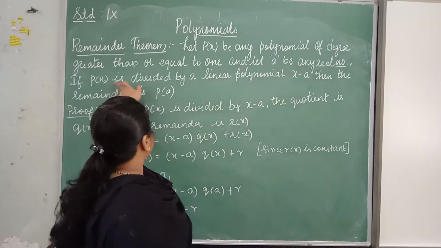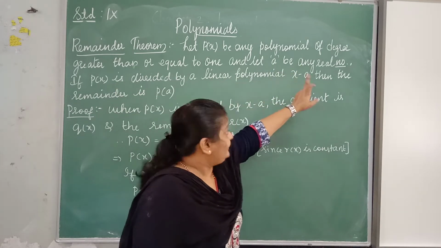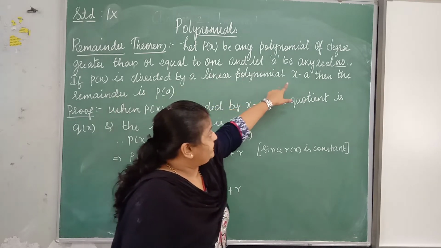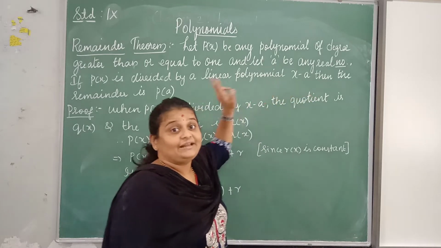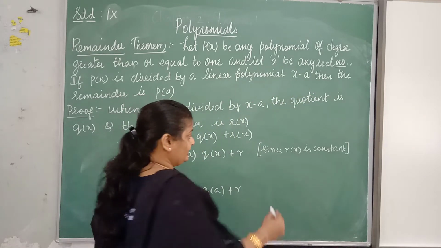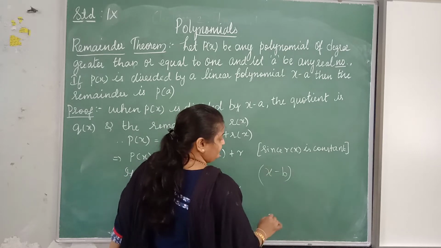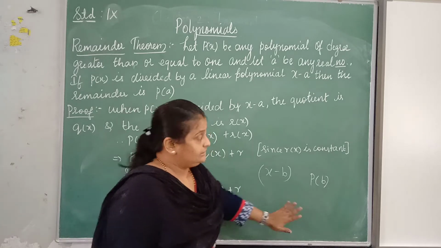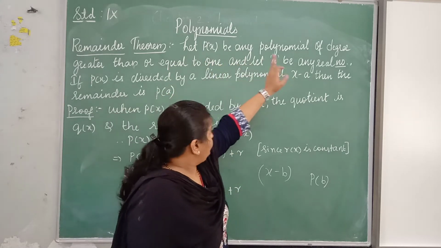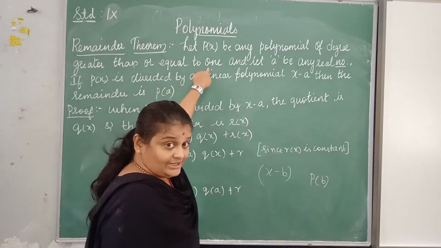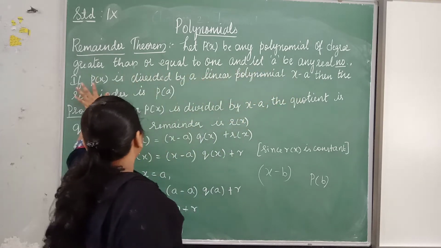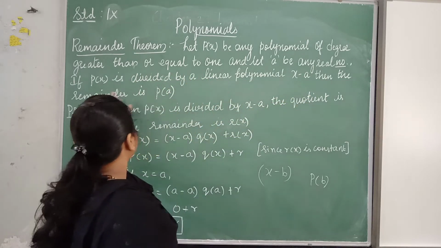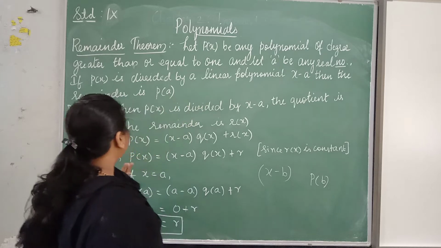So if p of x is divided by a linear polynomial x minus a, then the remainder is p of a. Or if it is divided by a linear polynomial x minus b, then the remainder will be p of b. Hope you are getting what I am telling. Let p of x be any polynomial of degree greater than or equal to 1 and let a be any real number. If p of x is divided by a linear polynomial x minus a, then the remainder is p of a. So then how to prove this?